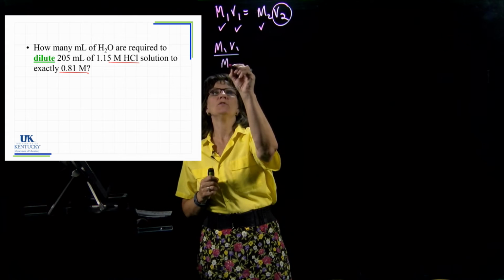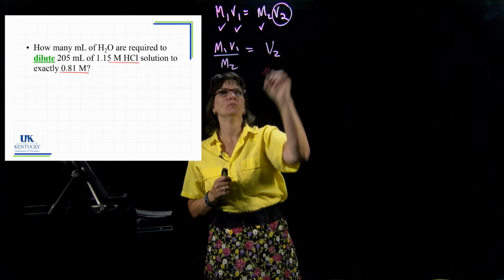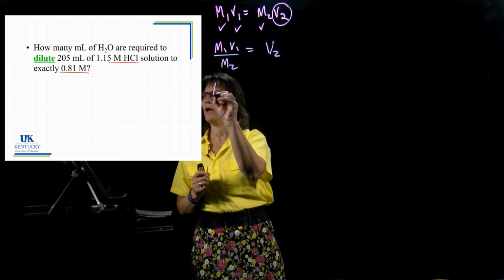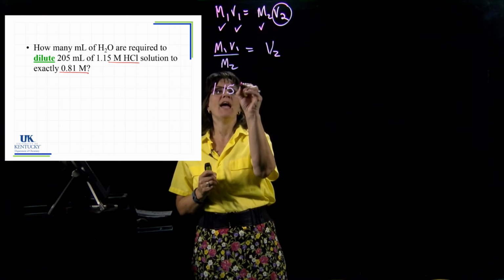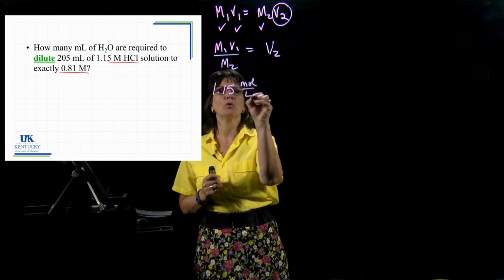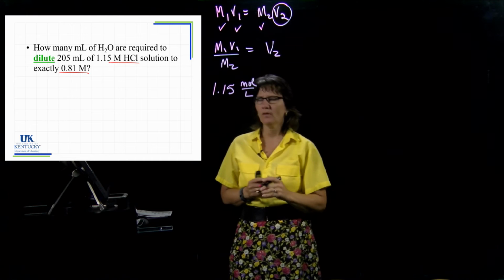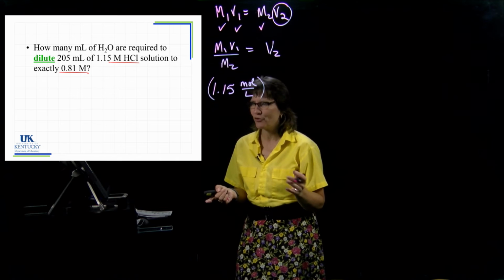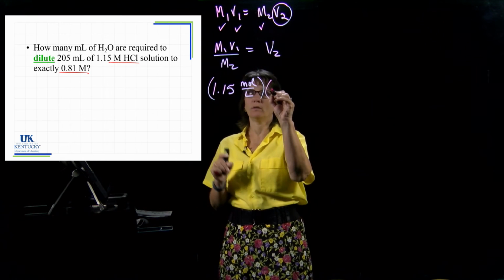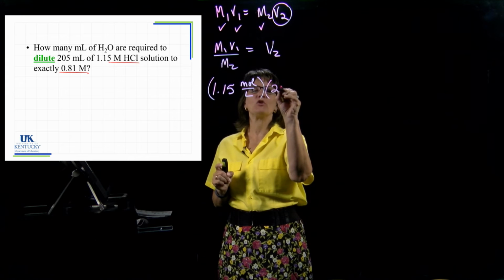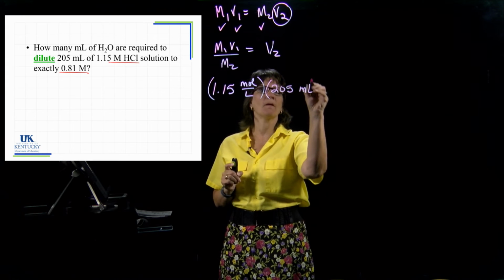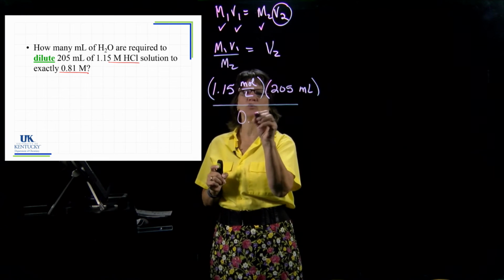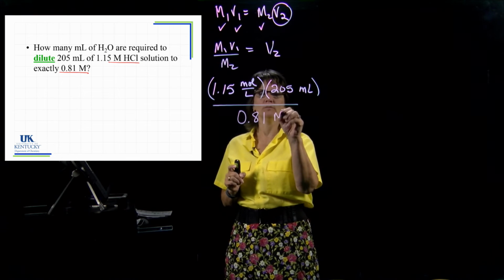M1V1 over M2 equals V2. Plug in our information. M1 is 1.15, and I'm going to go ahead and write it as moles per liter instead of a capital M, which might prompt you to put volume in liters here. I'm going to show you, you don't have to. You can if you want. It won't hurt anything. But for V1, I'm going to put 205 milliliters. For M2, I'm going to put what the new molarity is supposed to be, 0.81 molar.